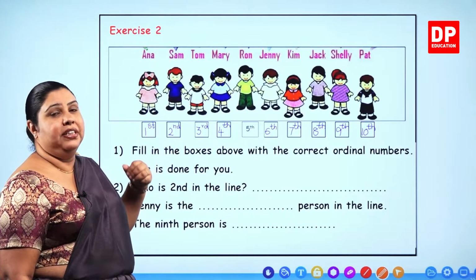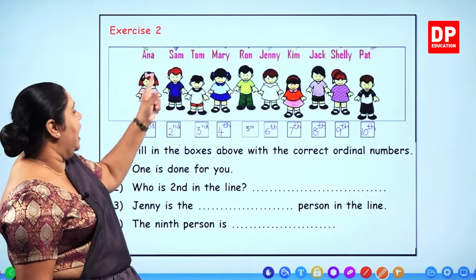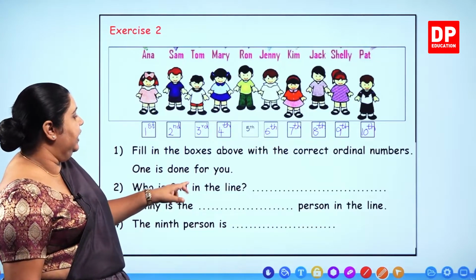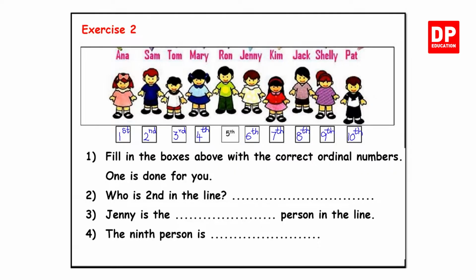So who is the second child in the line? Sam. Who is second in the line? So you have to write the name. S-A-M. Sam. Start with a capital letter.